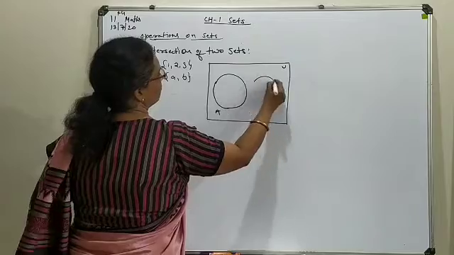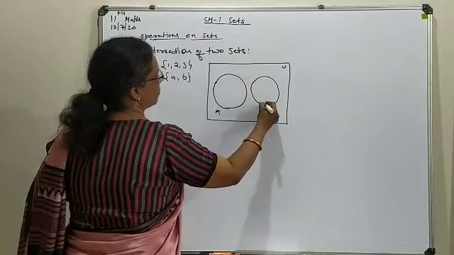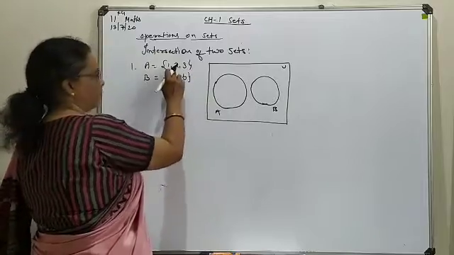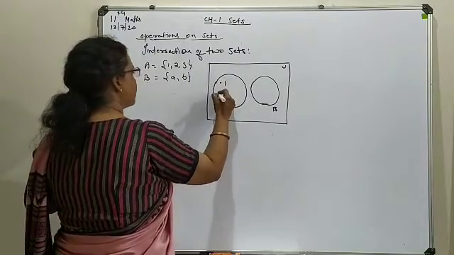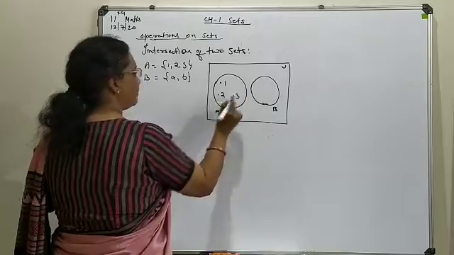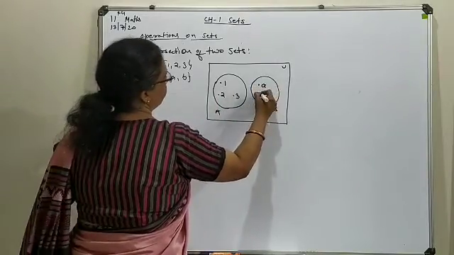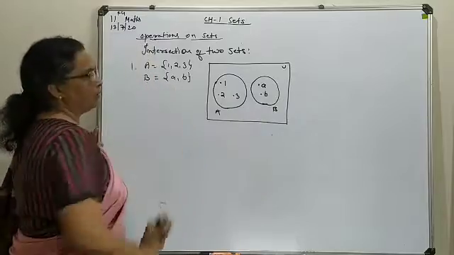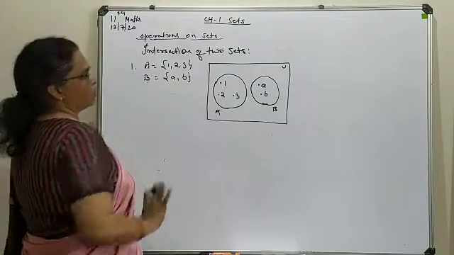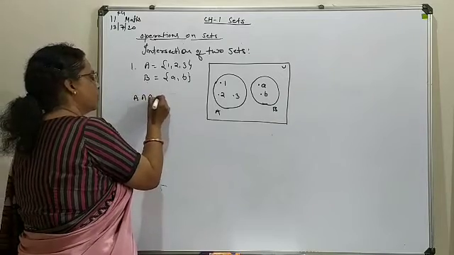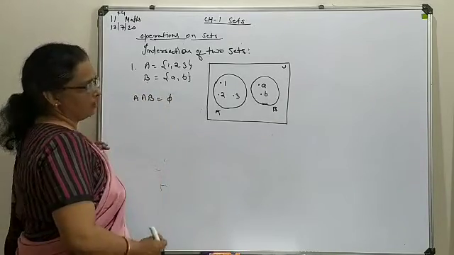Two distinct or two separate circles we will draw to represent both the sets separately. Here in A, we will list out all the elements. Here in B, we will list out the respective elements. In these two groups, you can see none of the elements is common. So A intersection B will come out as a null set.